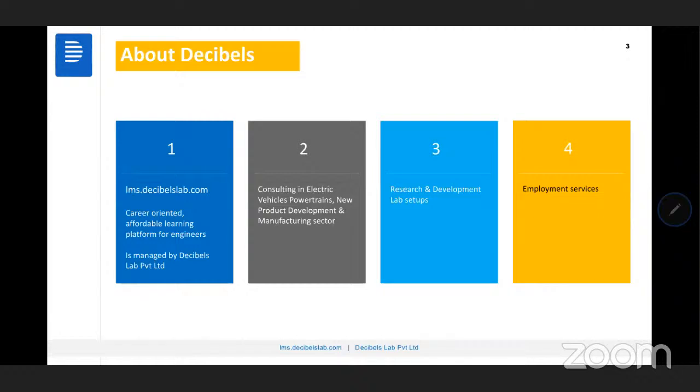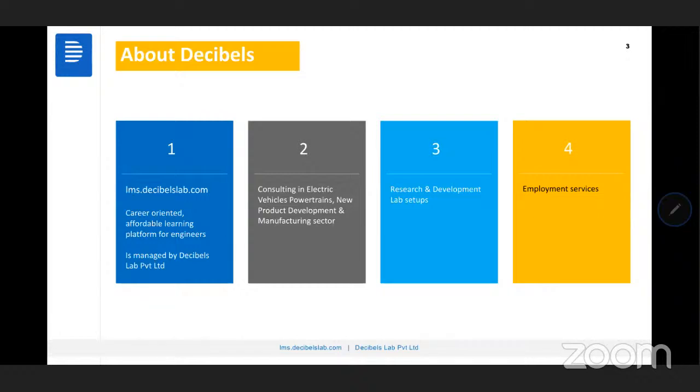So Decibels also engages in consulting activity, where we provide consulting solutions to startups and some of the OEMs in India and also parts of Europe, such as Sweden. We set up labs for research and development across universities and colleges to do extensive research in the areas of electric mobility. All these labs are very unique in nature, not just seeing a component, cut sections and the very basics of it.